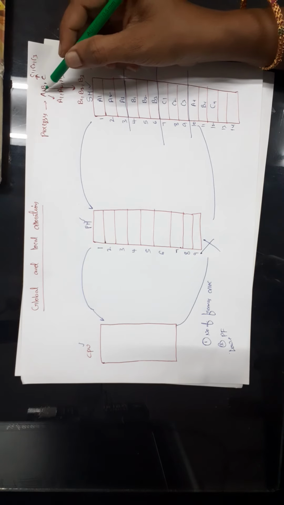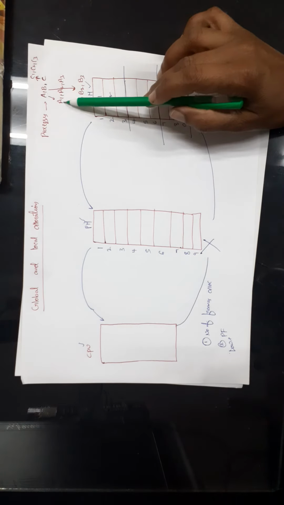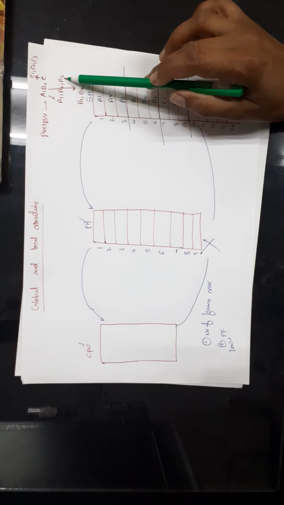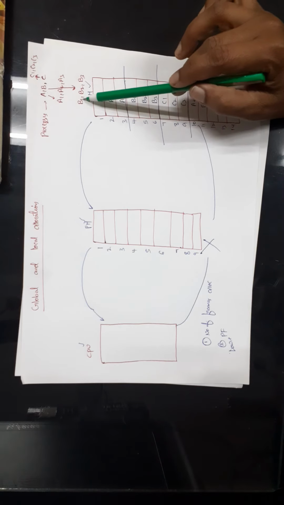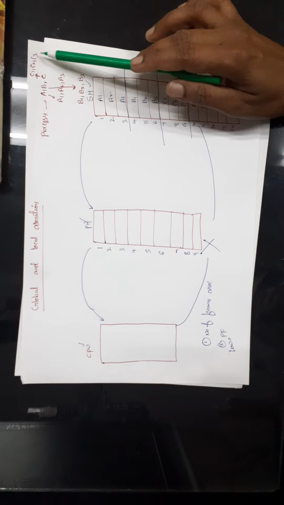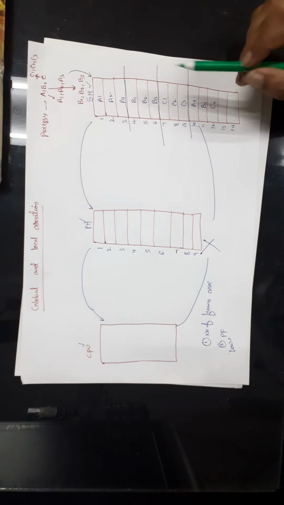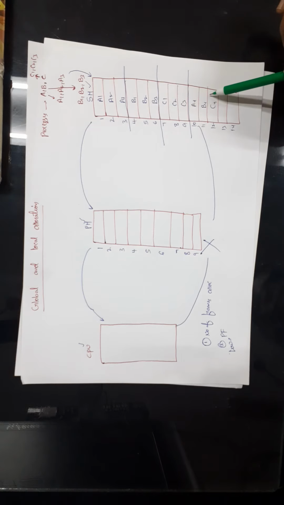But I cannot store an entire process in one page. So process A is divided into three parts, A1, A2, A3. B is divided into three parts, B1, B2, B3. And C is divided into three parts, C1, C2, C3. And all these processes are stored in the secondary memory permanently.